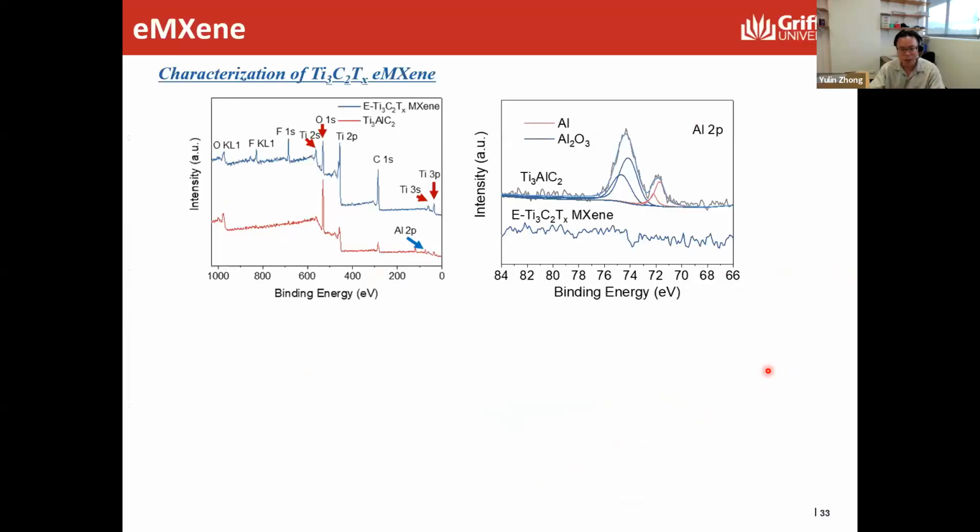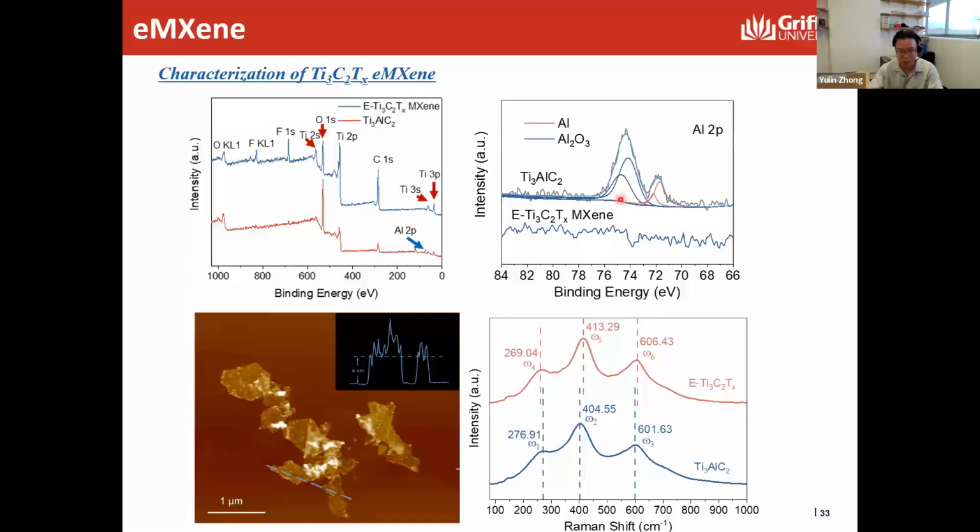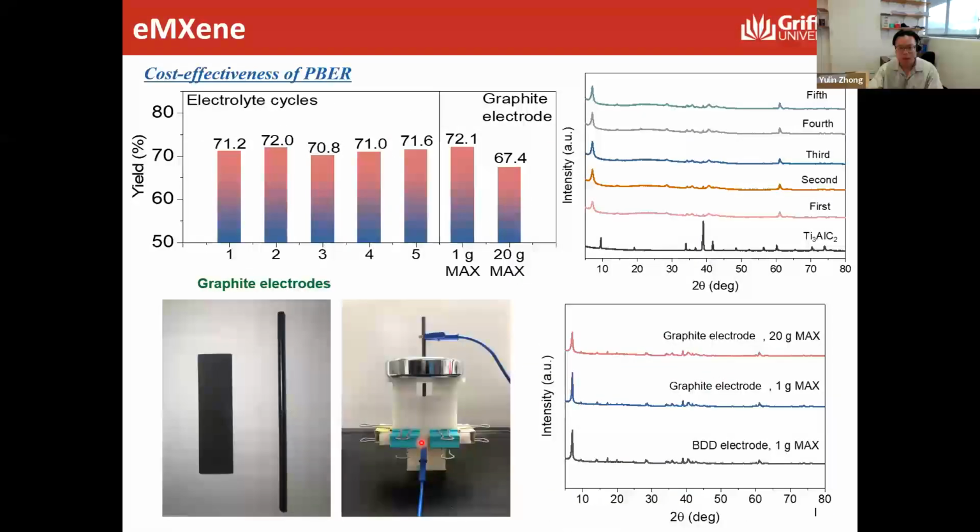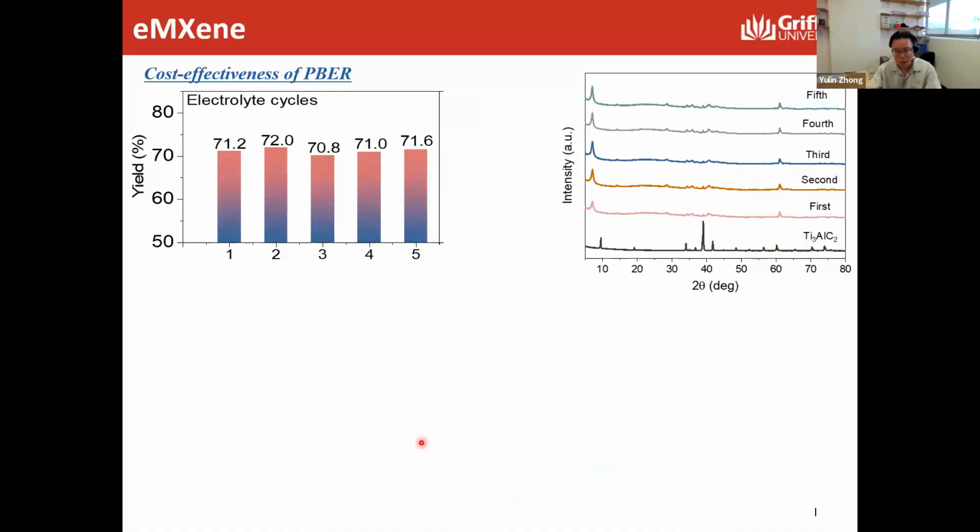Just to show some characterization data, we indeed are able to etch away all the aluminum. The aluminum gets etched away, and so we get MXene by etching away the aluminum in MAX. And we can also get down to, I think, 1 or 2 layers thickness of MXene, as seen in the AFM here.